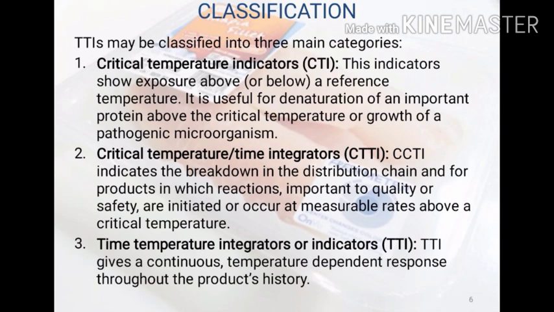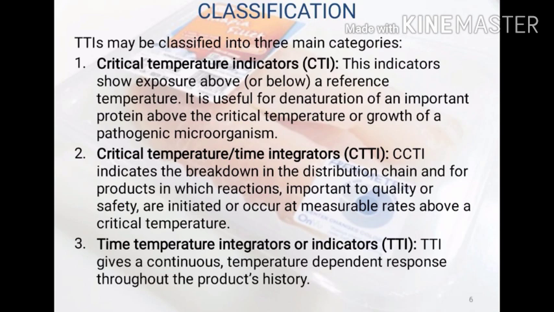Next is critical temperature or time integrators. These critical temperature or time integrators are useful in indicating breakdowns in the distribution chain of the product or for products in which the reactions important to quality or safety are initiated or occur at measurable rates above a critical temperature. Examples of such reactions are microbial growth or enzymatic activity that are inhibited below a critical temperature.